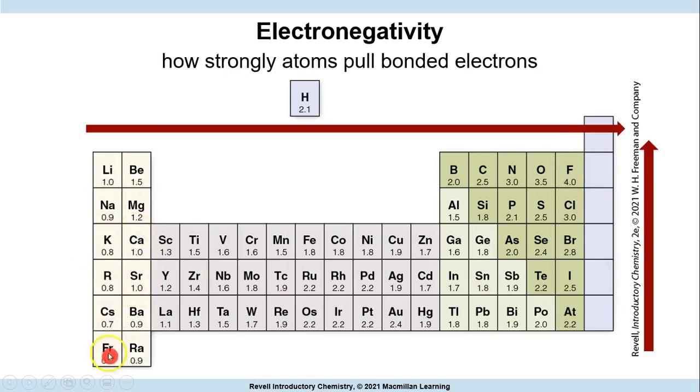Now let's look at the metals here, francium and cesium. Francium has an electronegativity value of 0.7 and cesium 0.7. So you see it increases up. So the least electronegative atoms in the periodic table are francium and cesium.